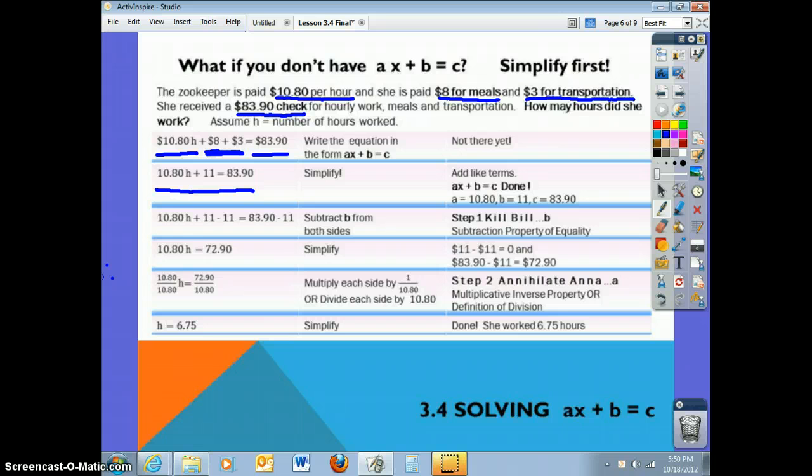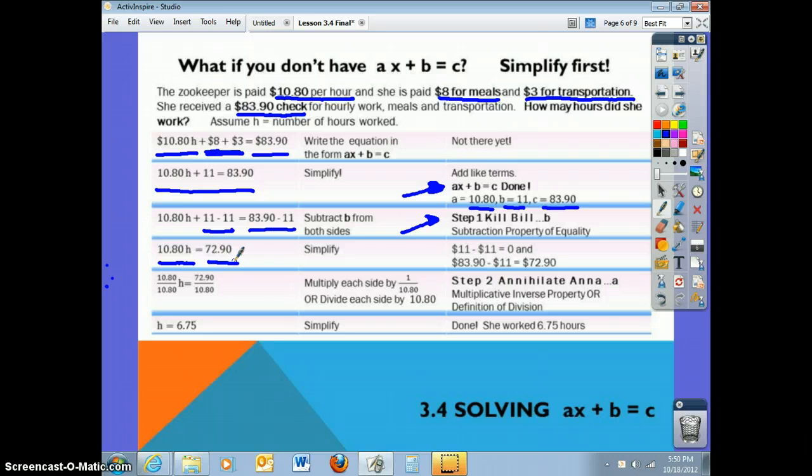10.80h plus 11 equals 83.90. So we combine like terms, and we got to ax plus b equals c, where a is 10.80, b is 11, and c is 83.90. So we can now do the steps of solving for h. First thing is to get rid of b, kill Bill. Bill in this particular case, as we said, is 11, so we've got to subtract 11 from both sides. And what we're left with after we do that on the left side is 10.80h, and what we're left with on the right side is 72.90.